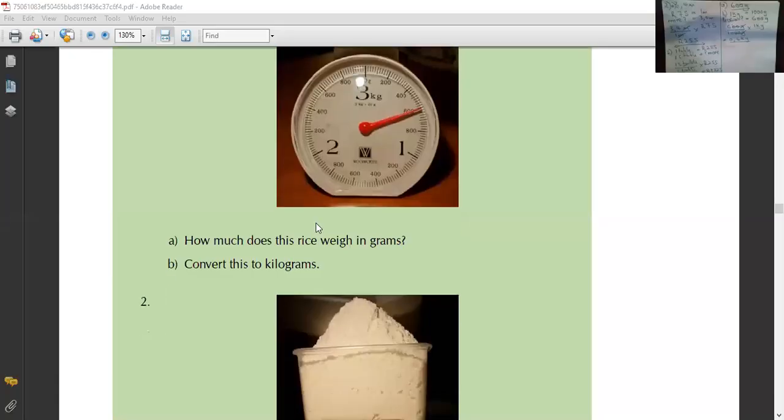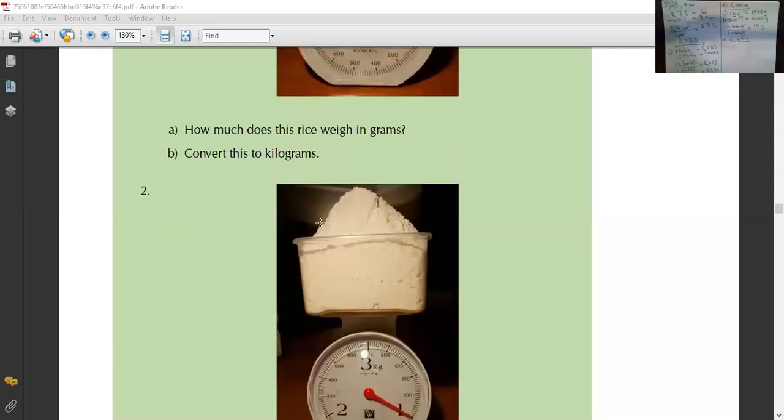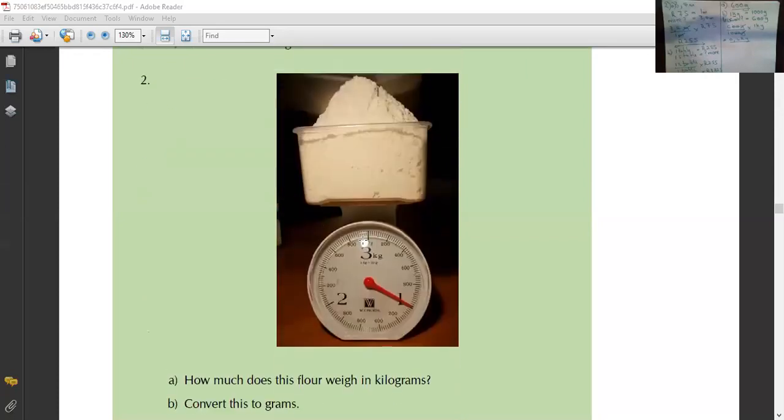Okay, so this says convert 2 kilograms. We've just done that. Let's look at another example I have for you. This was question number 1, and this is question number 2. Question number 2 says, how much does this flour weigh in kilograms?